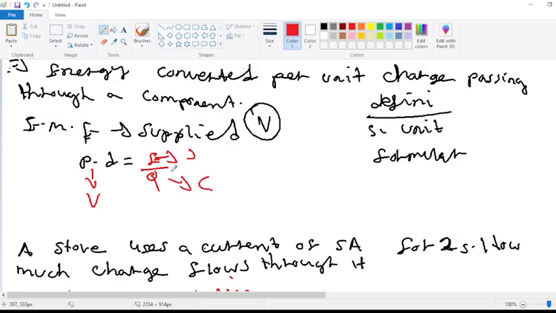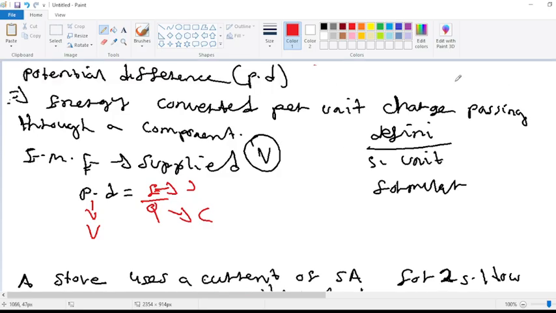The instrument that you can use to measure the potential difference is the voltmeter. Since it is measured in volts, the voltmeter is the instrument we can use to measure the voltage, the potential difference.